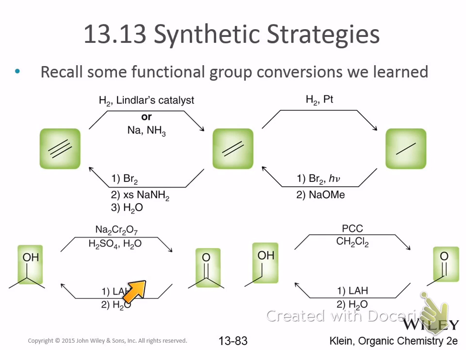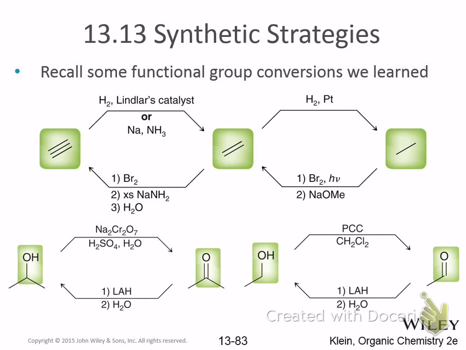But chromic acid can convert a secondary alcohol to a ketone, and you can convert it back using lithium aluminum hydride. PCC can convert a primary alcohol to an aldehyde, and lithium aluminum hydride can convert it back into an alcohol. You can also write down here sodium borohydride. That's another option.